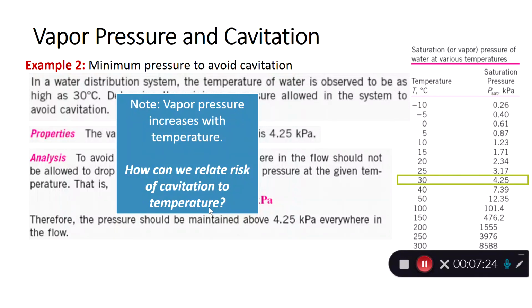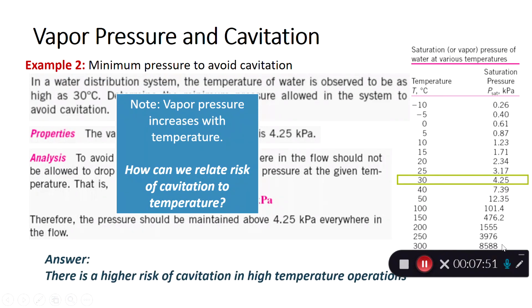Now, how can we relate the risk of cavitation to temperature? Look at this list of temperature values. The higher the temperature, the higher the PSAT is. So is it harder or easier to avoid cavitation at high temperature? It is hard to avoid cavitation at high temperature because you need to operate at very high pressure as well, and it is not easy to operate at these high values of pressure. So there is a higher risk of cavitation in high temperature operations.